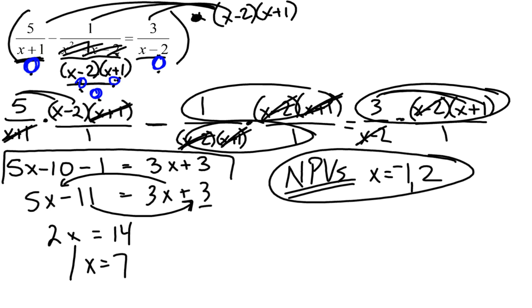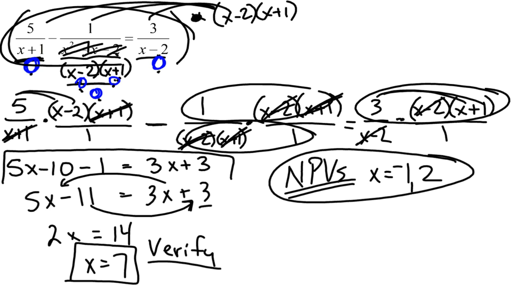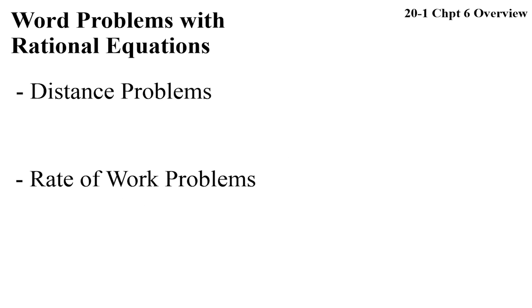That means my x equals 7 is correct. But we should always verify. Plug that 7 back into the original question, see if it balances. And that's something you can do on your own, but I'll tell you that it does balance. No extraneous solutions.